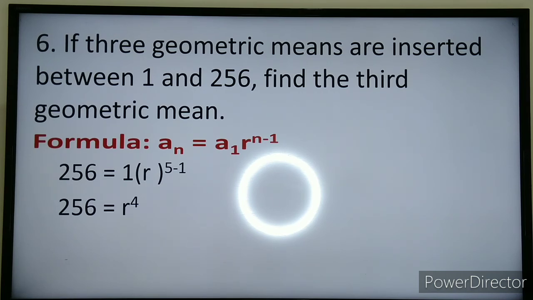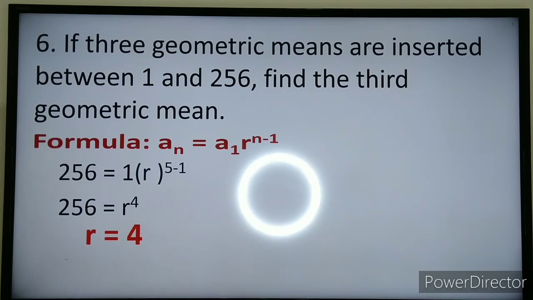Then look at the exponent, 4. In order to remove the exponent, we are going to apply the fourth root to both sides of the equation. So the result is r equals 4. If you don't know the answer, you can use a scientific calculator in order to find the fourth root of 256, which is equal to 4.